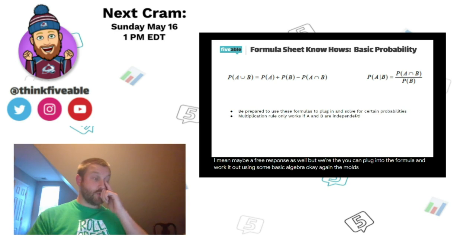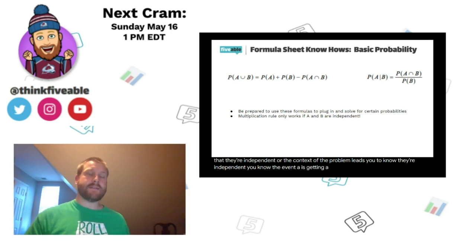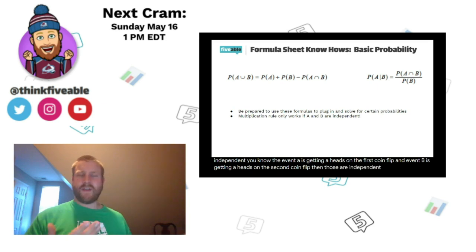Again, the multiplication rule, so P(A) times P(B) is equal to P(A and B). That only works if events A and B are independent. They're given to you as independent, or the context of the problem leads you to know they're independent. If event A is getting a heads on the first coin flip and event B is getting a heads on the second coin flip, then those are independent. They're not affecting each other any.